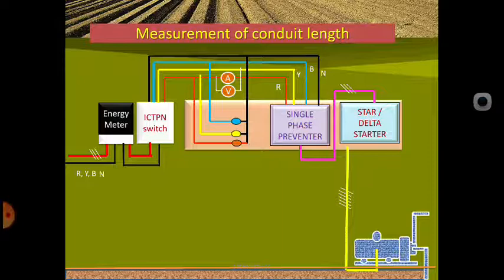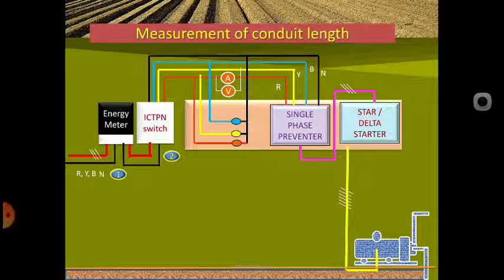Now the measurement of the conduit length. Our aim is to find the metal conduit length. The length is similar to the previous cases. Length can be calculated by using the horizontal length, vertical length, vertical up and vertical down. For this purpose we are going to place a number of points: point 1, point 2, point 3, point 4, point 5. Based on the points, what is the distance between point 1 and point 2? Here you can see point 1 is placed near the energy meter, and point 2 is placed at the ICTPN switch.